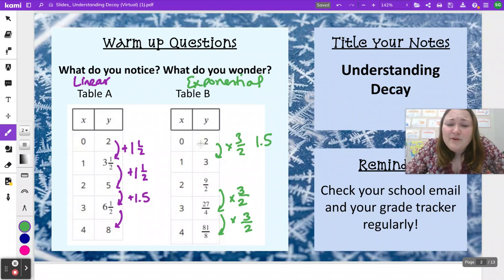We started our warm-up here, again, with this review of linear versus exponential, but also just having that reminder that you can add decimals and fractions, and you can multiply decimals and fractions. In our lesson today on new exponential relationships, we're going to see that multiplication with a fraction.